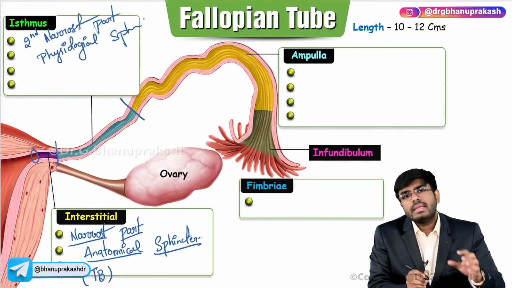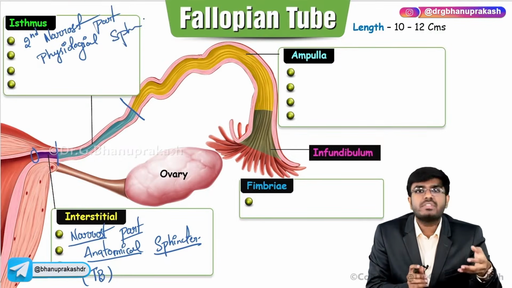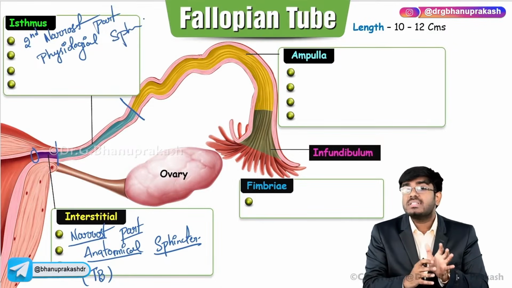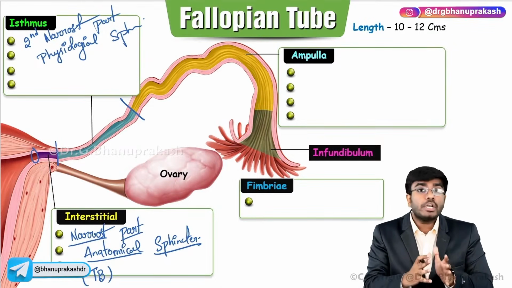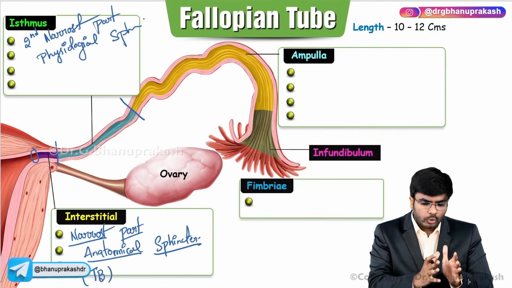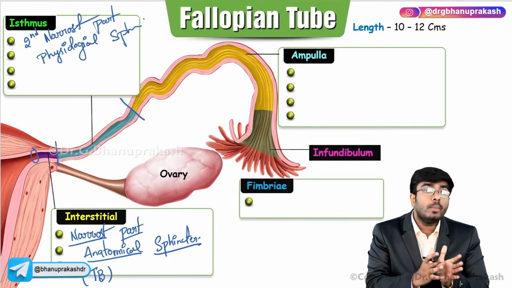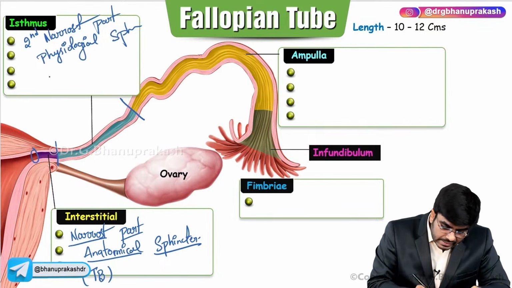Okay. Now, in regard to ectopic pregnancy, we all know that ectopic pregnancy means the pregnancy is happening outside the uterine cavity. Now I am talking about the tubal ectopic, meaning ectopic pregnancy happening in the tubes. Regarding the tubal ectopic, the isthmus is the most common site for tubal rupture.